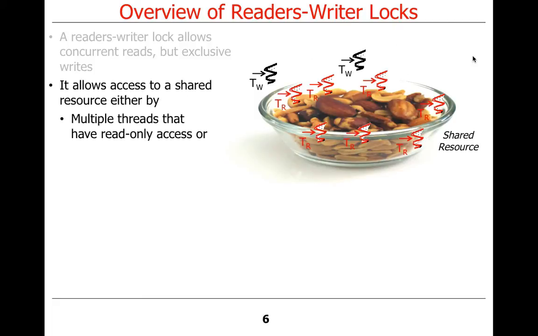So here we have a shared resource like a bowl of nuts. I think those are like mixed nuts, 50% or less of peanuts. Just want to let you know that. And it allows two different models. Multiple threads can be simultaneously eating. Actually, let's say, I guess they would have to be looking at the nuts because they actually couldn't eat them, right? They could be observing the nuts.